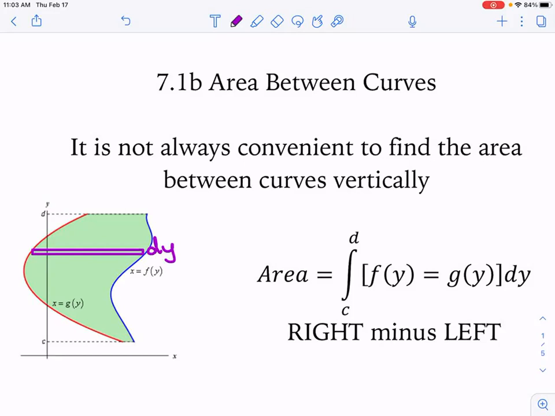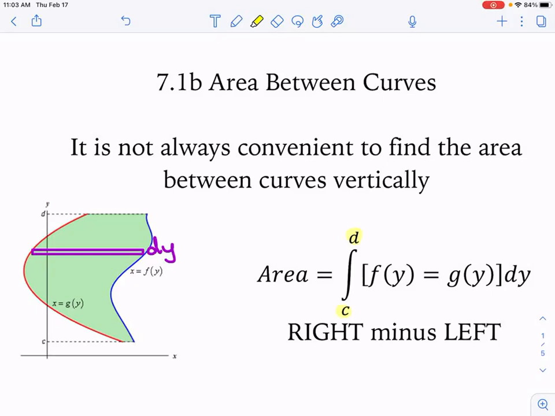So our horizontal rectangles have thickness dy. And when we have thickness dy, we need to integrate with respect to y, which means our limits of integration, C and D, will have to be y values.